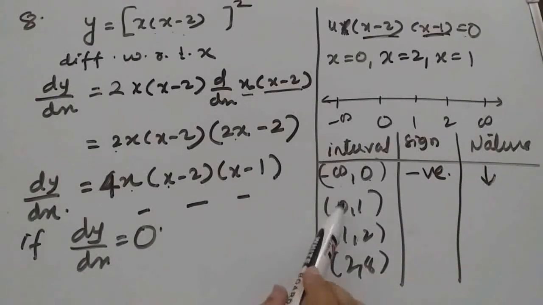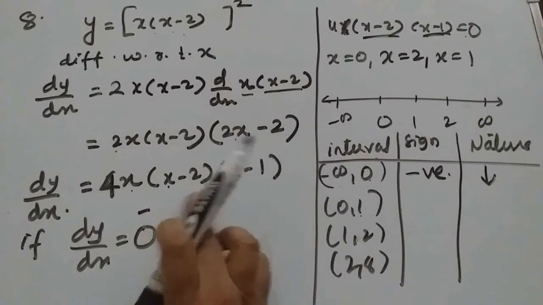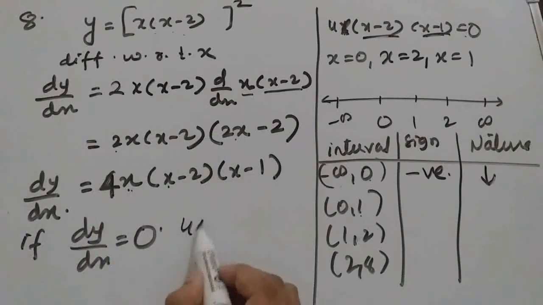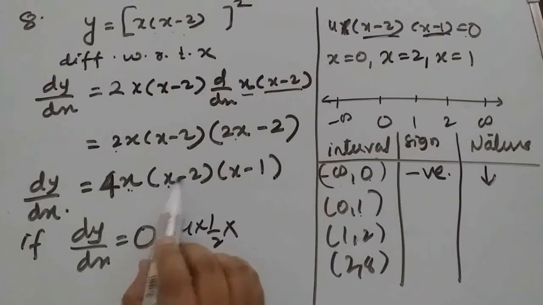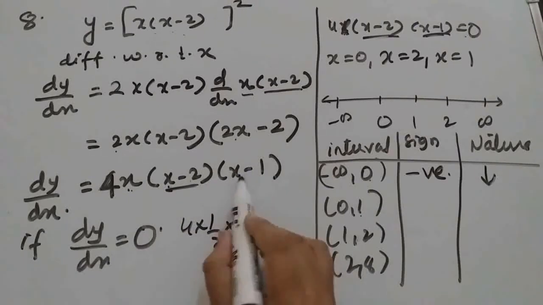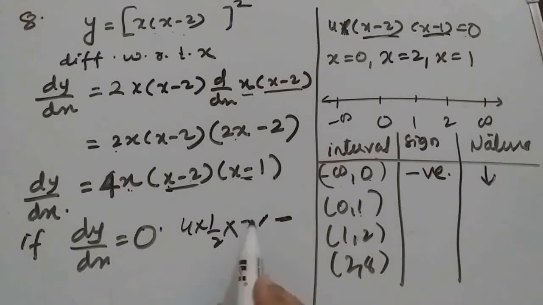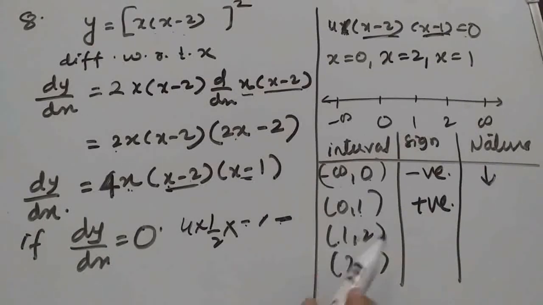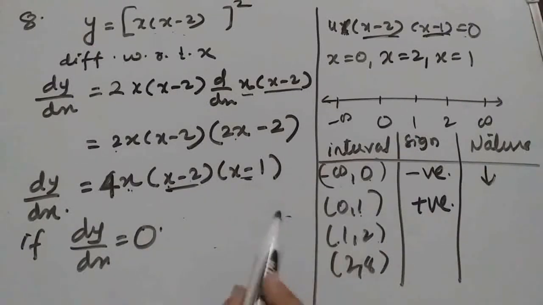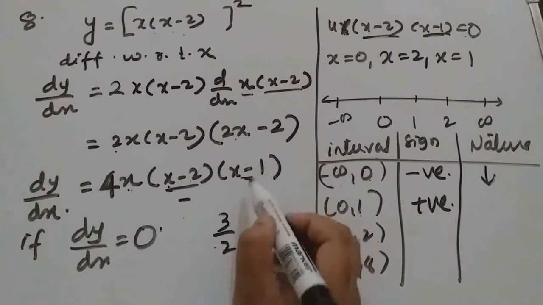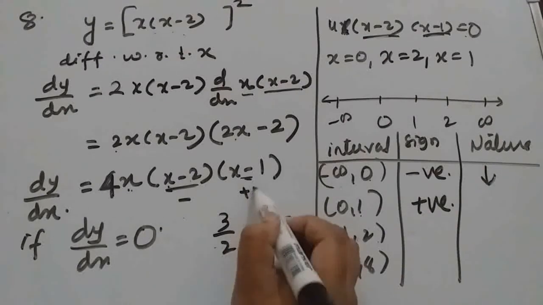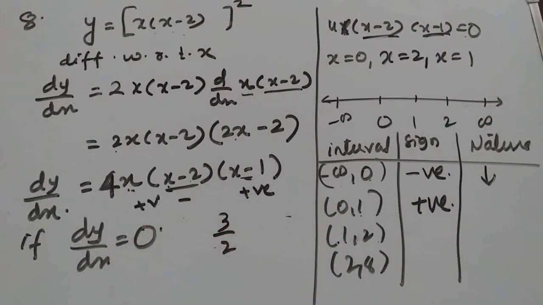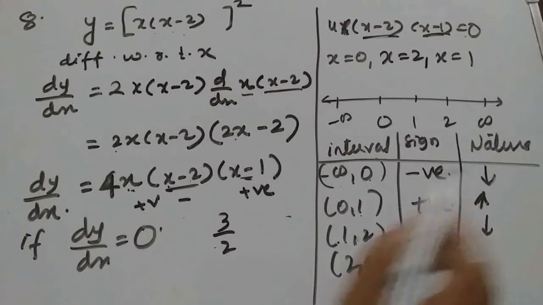decreasing. 0 to 1. So suppose put 1 by 2. This will give negative value, this will give negative value. Negative, negative, positive. Then 1 comma 2, between 1 comma 2. So suppose put 3 by 2 value. So this bracket will give negative, this bracket will give positive, and this x is positive. So the answer is negative. So decreasing, and 0 to 1 is increasing.